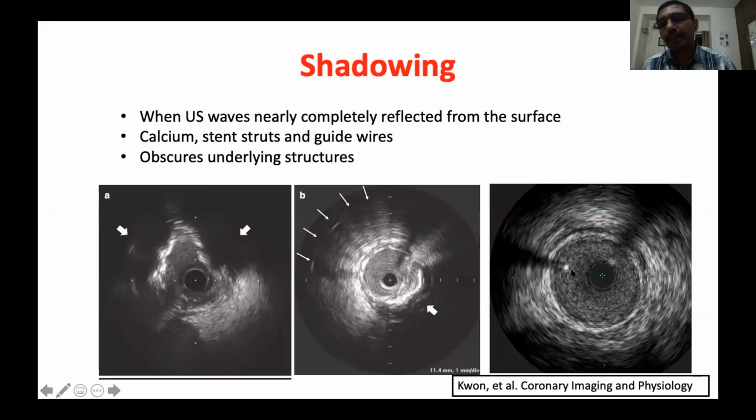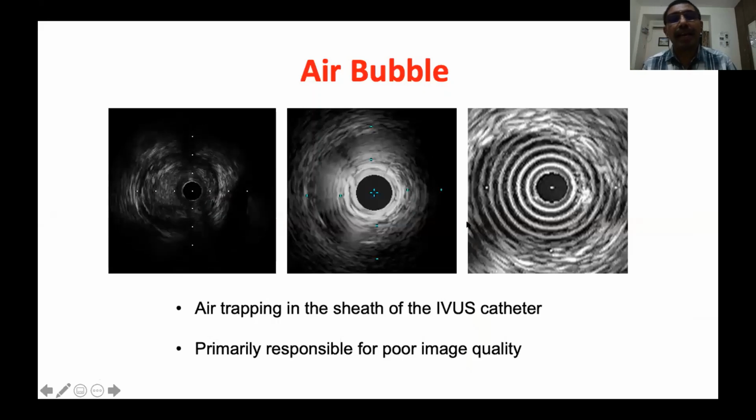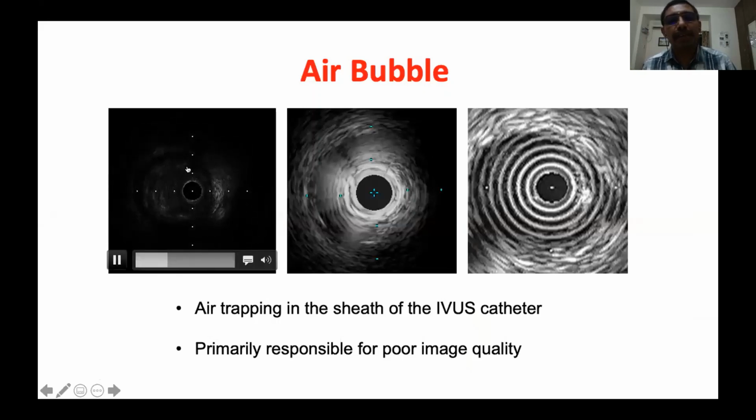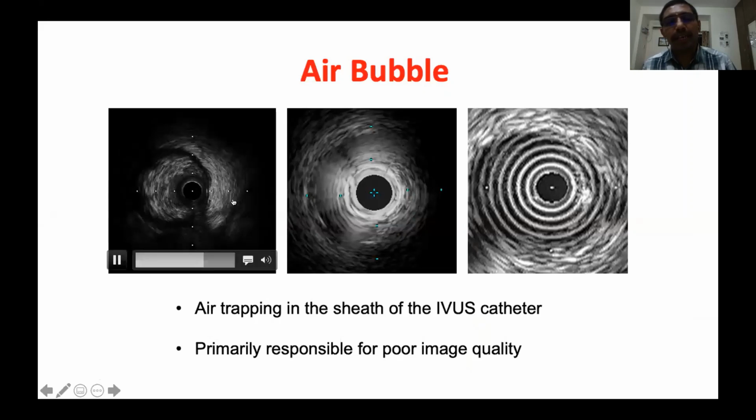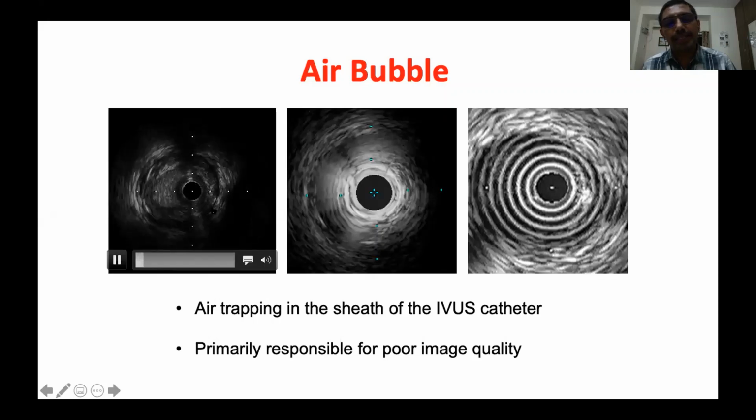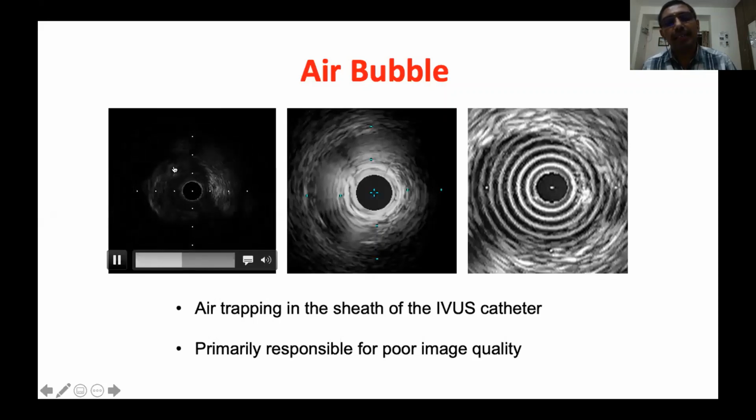The guide wires are again metal structures that reflect ultrasound rays on the surface, which causes shadowing. So these are the common causes of shadowing in IVUS imaging. The air bubble is the biggest enemy of IVUS imaging, and air trapping in the sheath and IVUS catheter occurs with a mechanical catheter. It doesn't occur with solid state systems because there is no sleeve around the catheter in solid state.